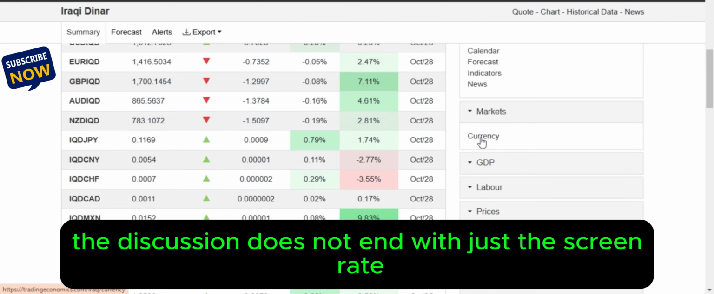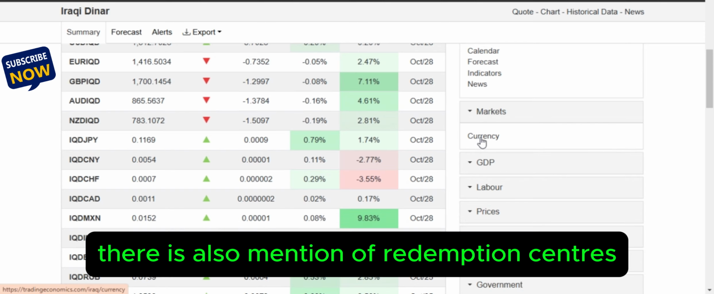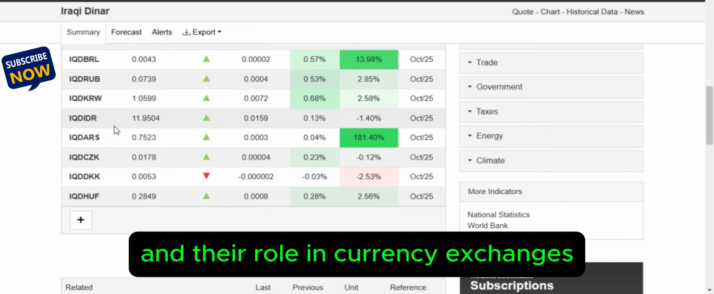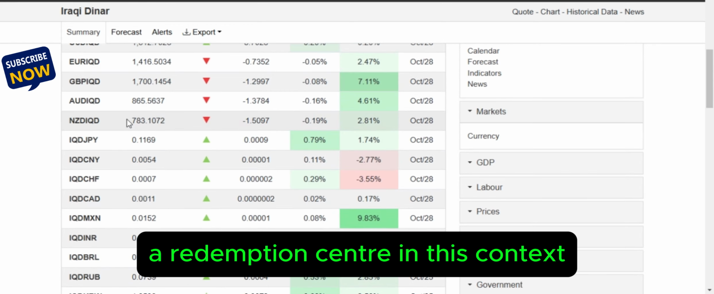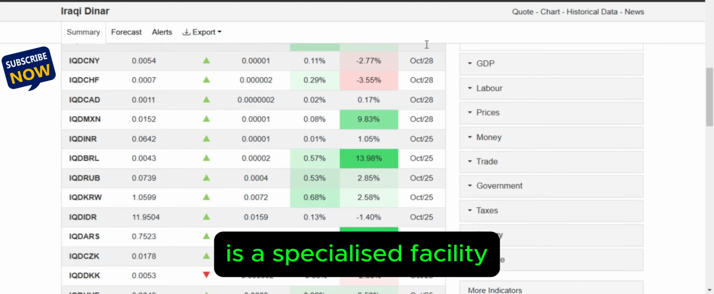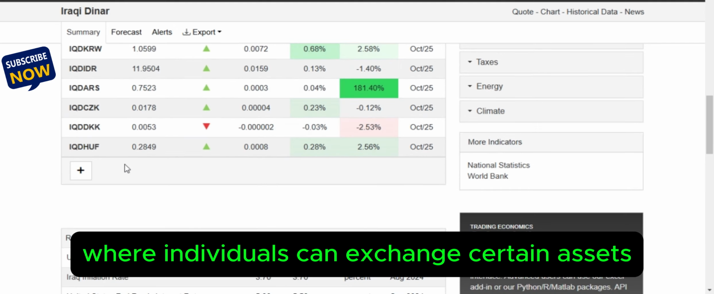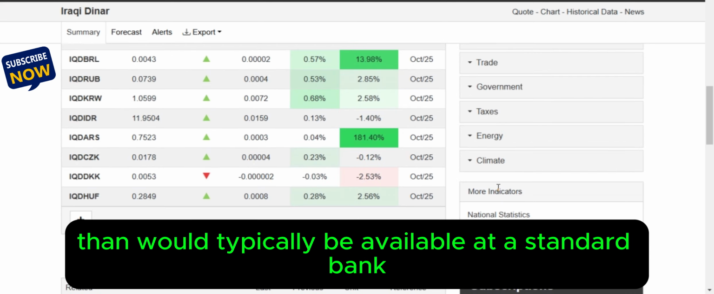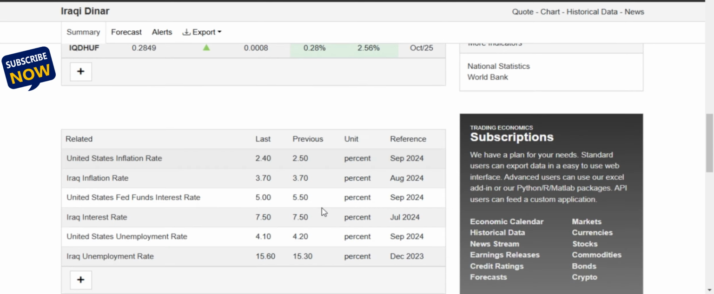However, the discussion does not end with just the screen rate. There is also mention of redemption centers and their role in currency exchanges. A redemption center, in this context, is a specialized facility where individuals can exchange certain assets or currencies for a higher rate than would typically be available at a standard bank.